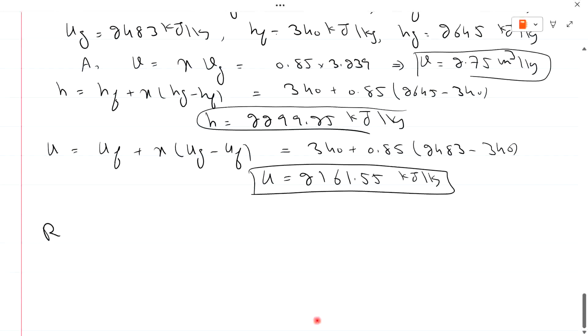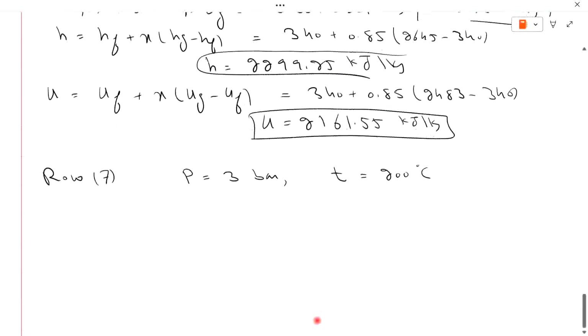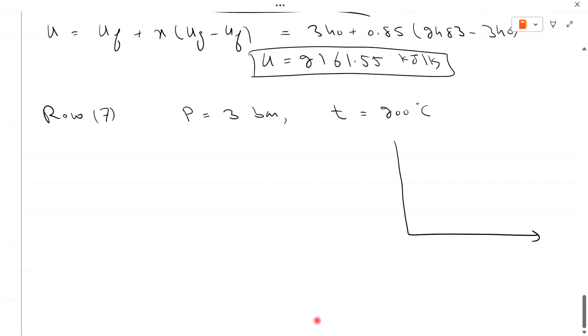In row number 7, pressure is equal to 3 bar and temperature is equal to 200 degrees centigrade. So this is the saturation curve, with pressure in bar and specific volume in meter cube per kg. Let's suppose this is 3 bar pressure. This is a constant pressure line. This is the saturation temperature from saturated vapor line to saturated liquid line. At this line temperature is constant. So first we find this temperature from saturated steam table.